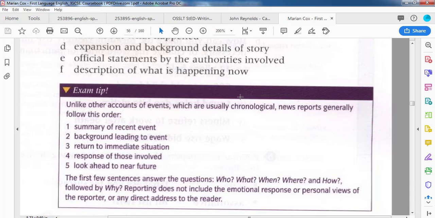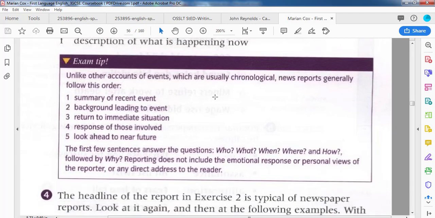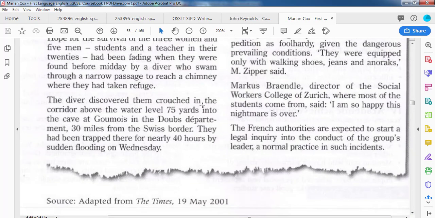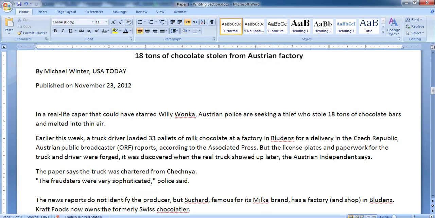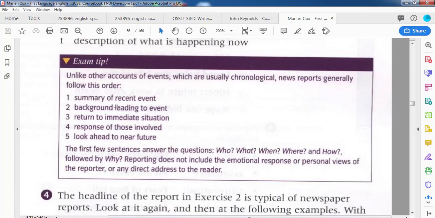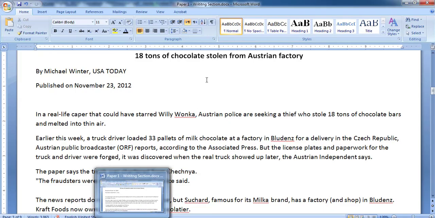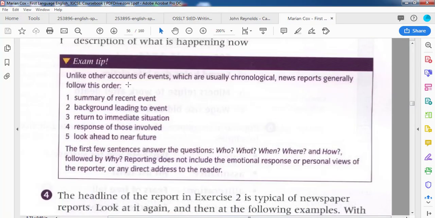Marian Cox, in her writing book, puts tips for your newspaper article, or newspaper report, sorry. So I will try to apply those notes on this report.